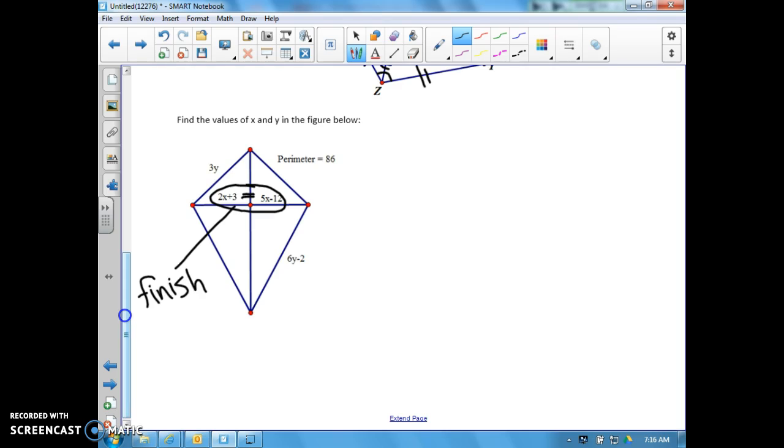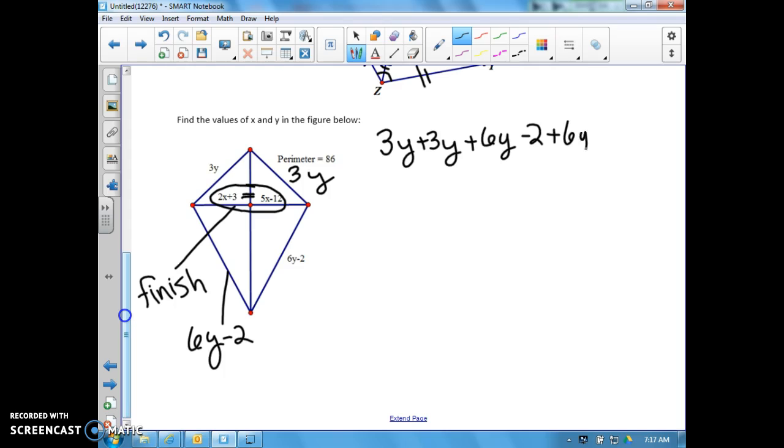Now, the other one has to do with the perimeter. Well, before I can look at perimeter, I have to label the remaining sides. If this side is 3y, this side must also be 3y. And if this side is 6y minus 2, then this guy must also be 6y minus 2. Perimeter simply means the sum of all sides. So when I add 3y plus 3y plus 6y minus 2 plus 6y minus 2, I have to get to the perimeter of 86.